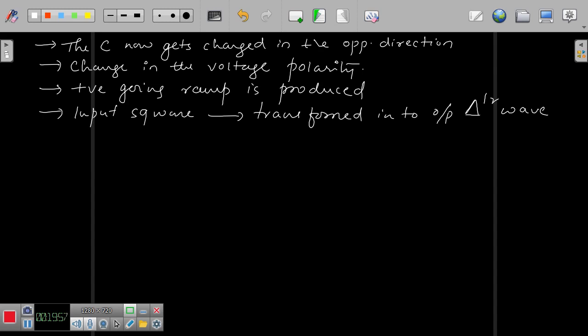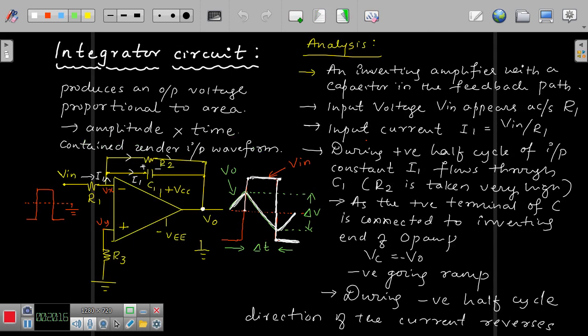Now we will try to see mathematically also how exactly we are going to get the operation, right? So you have Vx is equals to Vy is equals to 0, that is your virtual ground. I'm going back here. Vx is equals to Vy is equals to 0, that is your virtual ground.